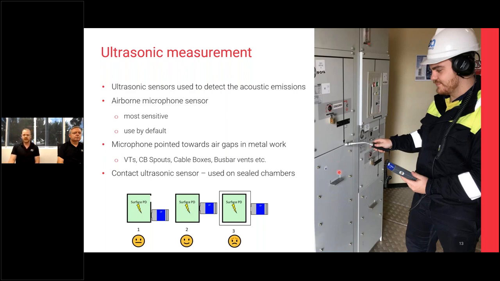Now, when that comes into its own is where you have no air paths at all through to the chamber, so your airborne microphone won't work. If there's no air paths, the sound can't get out to your microphone, so then we use this one to have a listen. The easiest way to think about this is as a doctor would use to listen to your heart, such as a stethoscope, listening to the inside of the chamber from the outside. Okay.